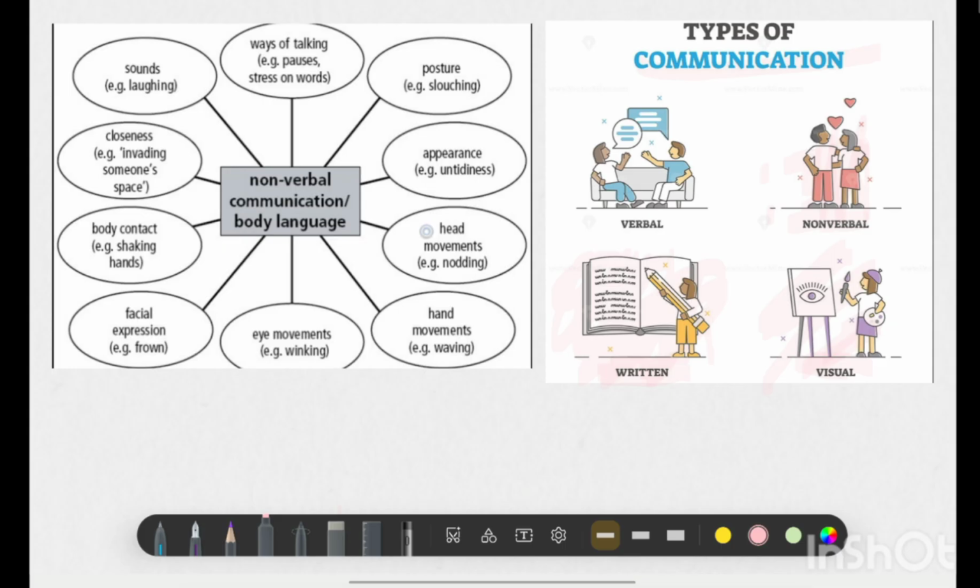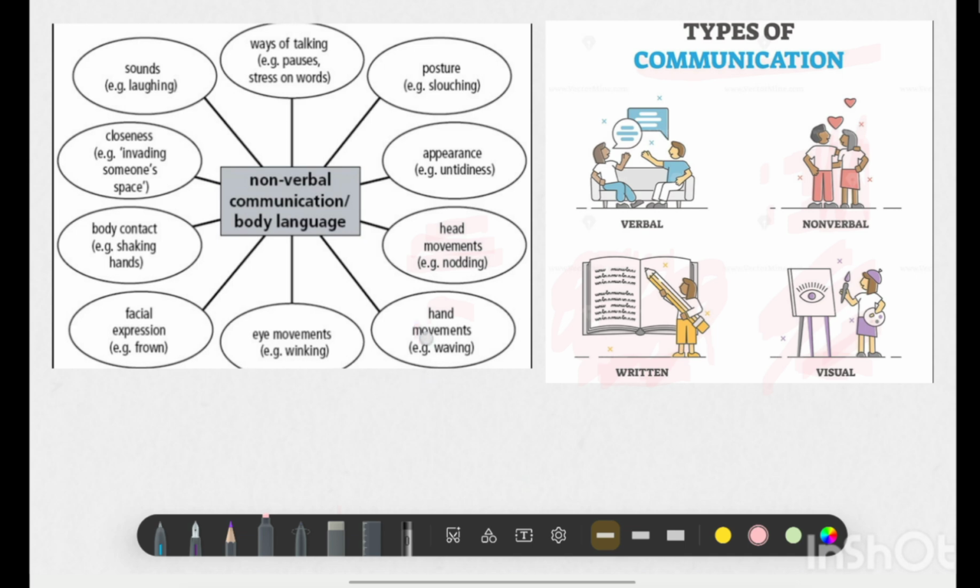Let's talk about head movement. We can take the example of nodding. Nodding means moving the head. Take a teacher and a student: whatever the teacher explains, students sometimes don't express themselves by words, they just nod their head, and the teacher understands what they are trying to say.